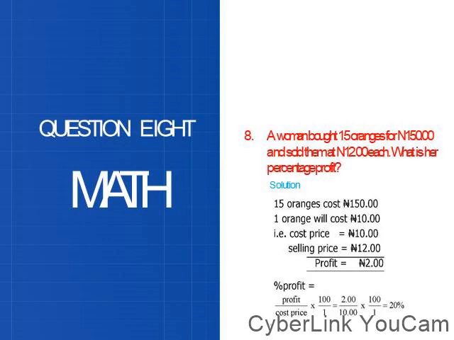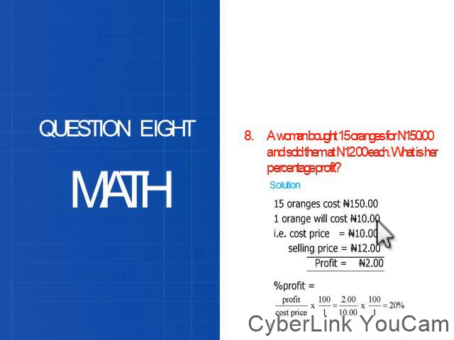That's question number 8. A woman bought 15 oranges for 150 naira and sold them at 12 naira each. What is her percentage profit? She bought 15 oranges for 150 naira. Therefore, it just tells me that each orange will cost 10 naira.